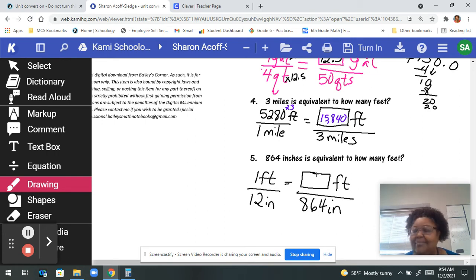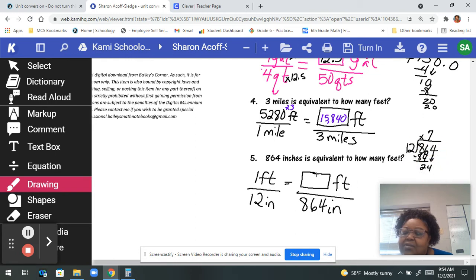I do not know. So scribble scrabble off to the side. 864 divided by 12. So I can see what number is multiplied by 12 to give me 864. So I'm going to divide 864 by 12. 12 doesn't go into 8. 12 goes into 86. 12 times 6 is 72. 12 times 7 is 84. And then I subtract, bring down.